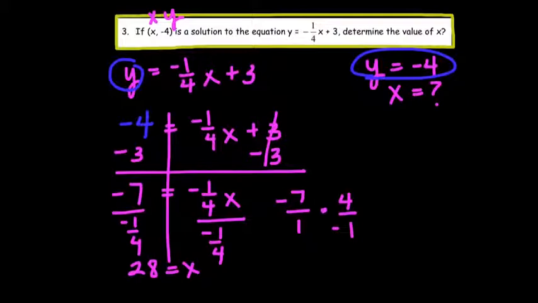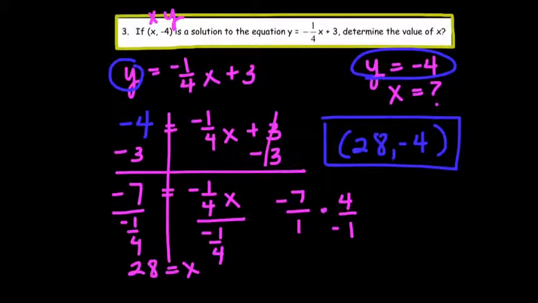Or I could write it back as a point. The x is 28 and the y is negative 4. So this would be my solution for number 3. Alright, number 4, it says if (x, negative 4) is the solution to the equation 4x minus 5y equals 8, determine the value of x. So this time my expression, my function, is 4x minus 5y equals 8. And they gave me the point (x, negative 4).